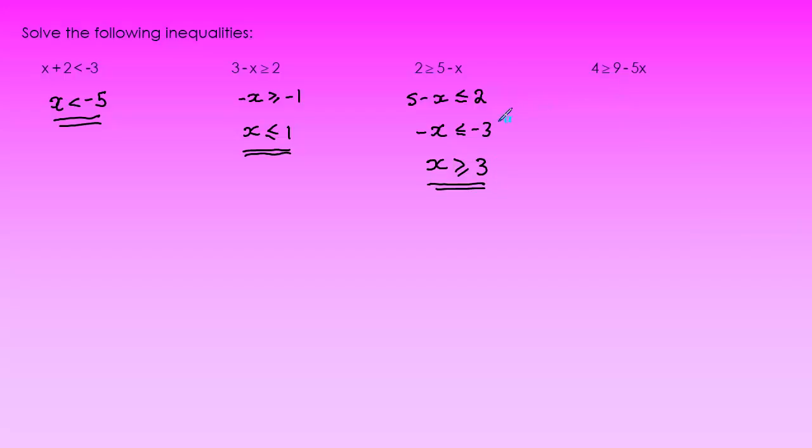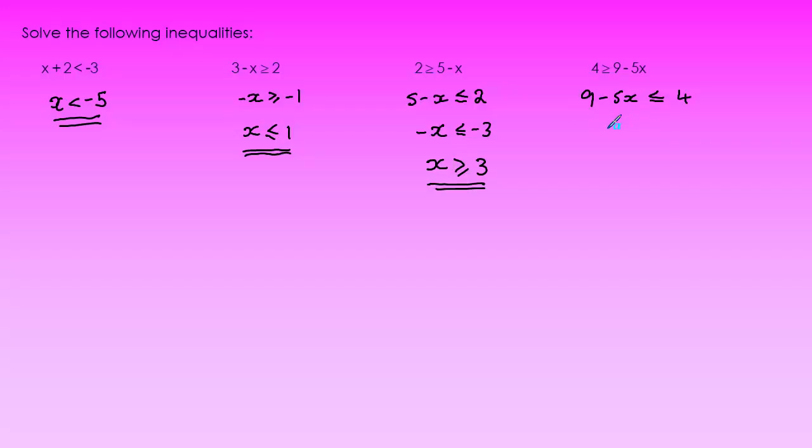Now let's approach this one in the same way. So we have 9 minus 5x. The small end of the inequality is facing the 9 minus 5x, so make sure that's the same. And then we have the 4 here.